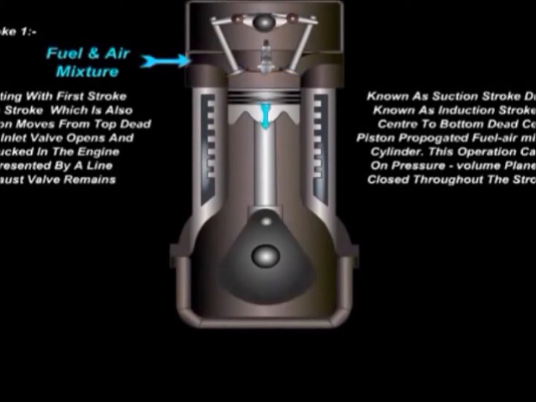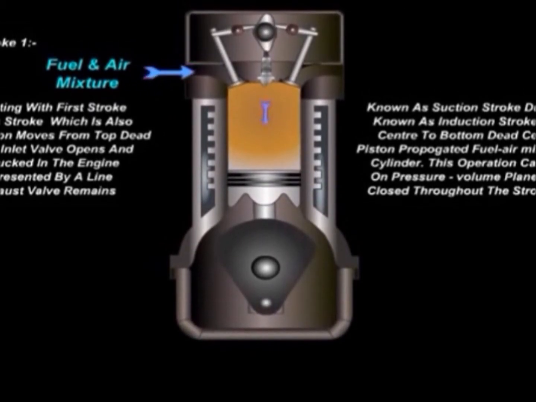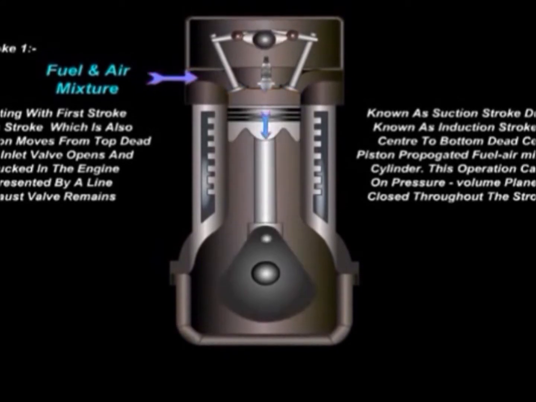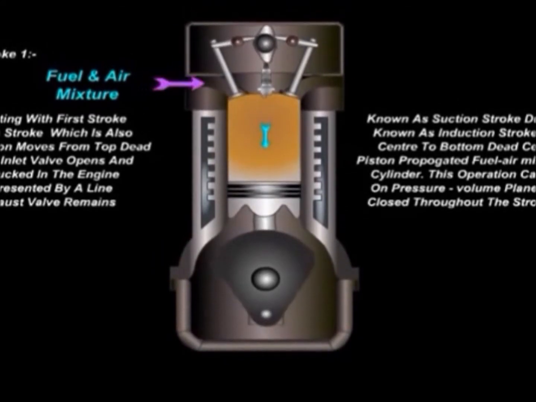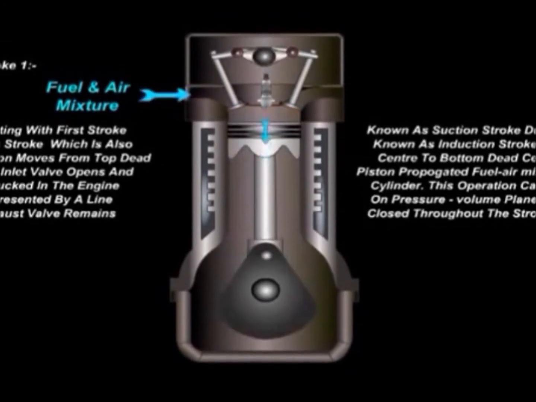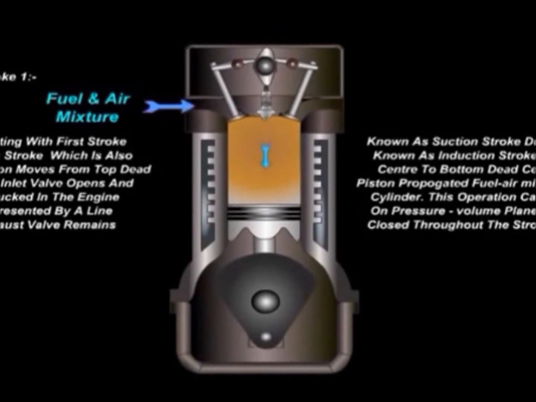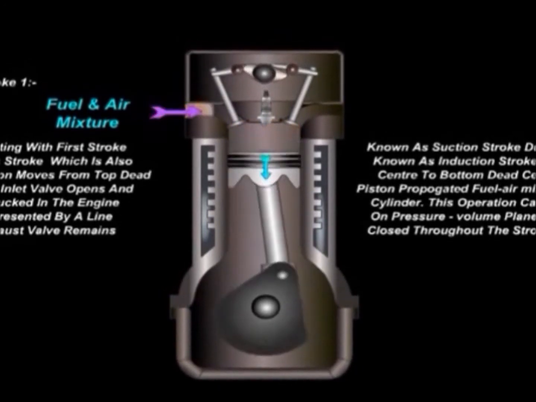During this stroke, which is also known as the induction stroke, the piston moves from top dead center to bottom dead center. The inlet valve opens and the fuel-air mixture is sucked into the engine cylinder. This operation can be represented by a line on the pressure-volume plane. The exhaust valve remains closed throughout the stroke.